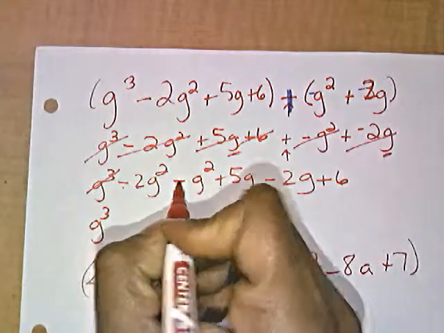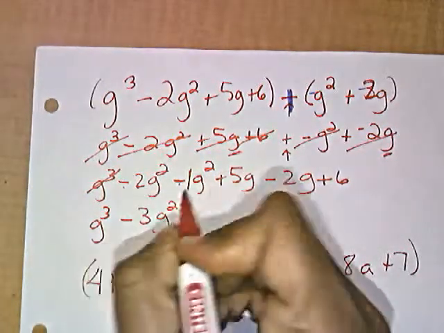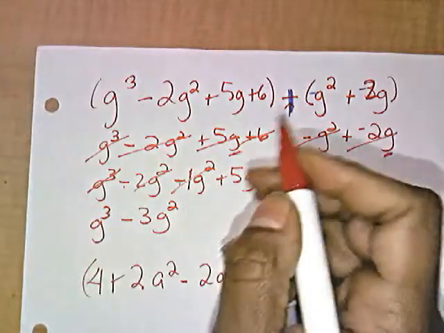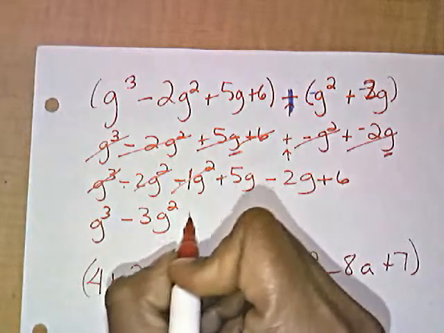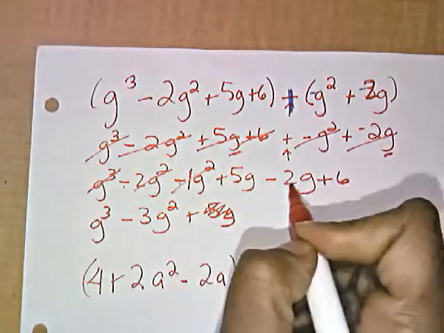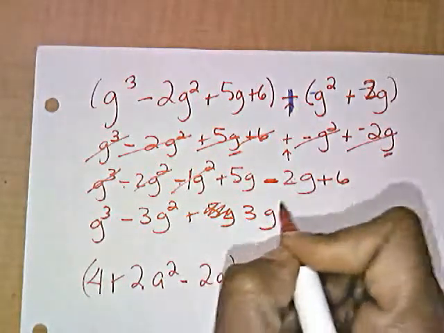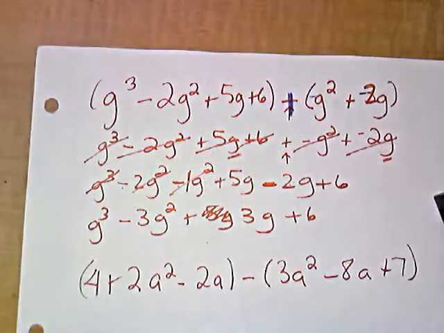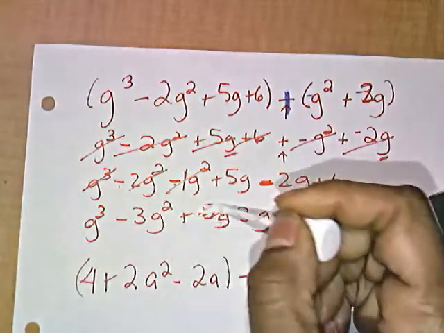Negative 2 minus 1 is negative 3g squared. Those get rid of. Plus 5. Oops, I made a mistake. 5g and minus 2. So 5 minus 2 is 3g plus 6. So my final answer is this.